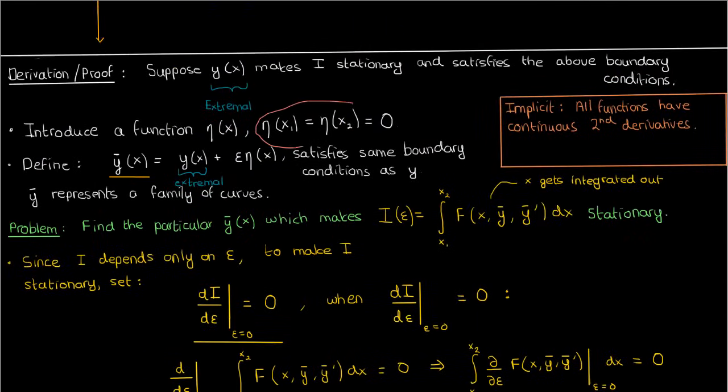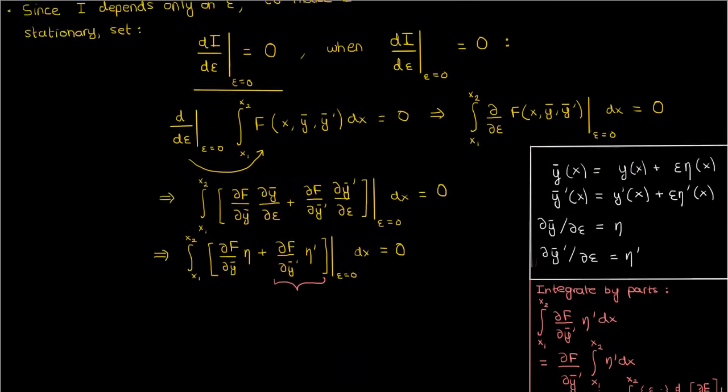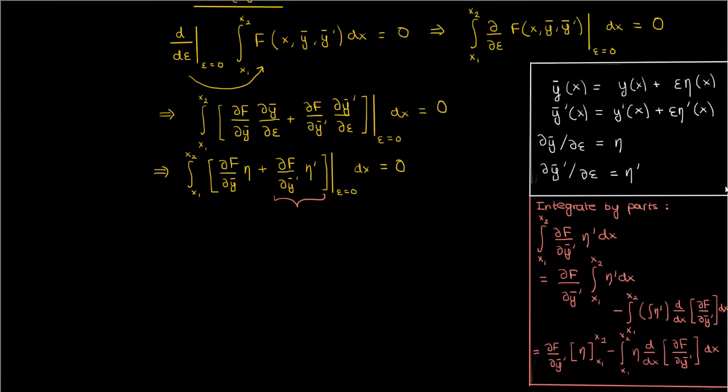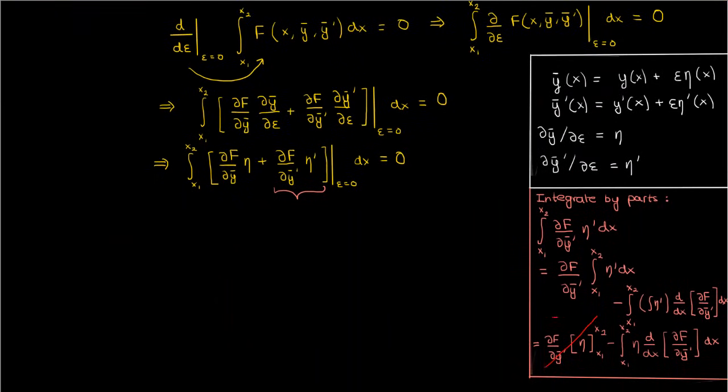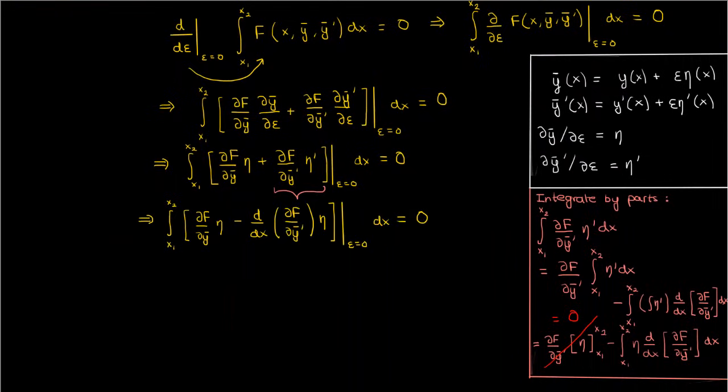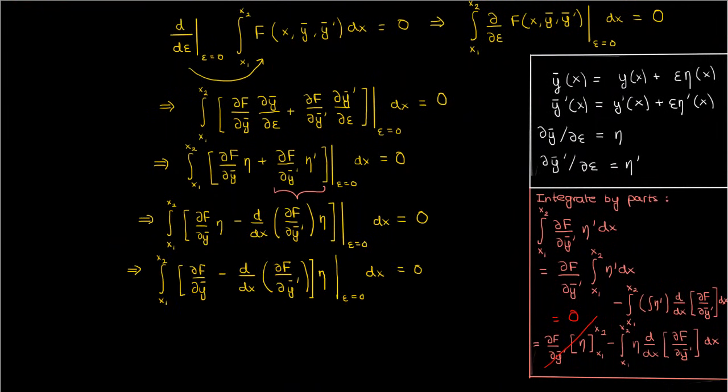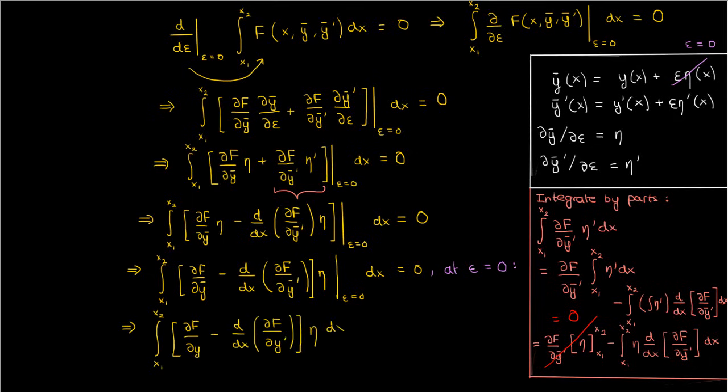Now, we know from the boundary conditions on eta that at both x1 and x2, eta is just 0, so we can cancel out this first term in the integration by parts expression. And let's plug this remaining term back into the equation for dI d epsilon, and here is what we'll end up with. We can take the eta common and end up with a factored expression for the integral. Now, when epsilon is 0, y bar is just equal to y by the definition of y bar, and we'll end up with this simplified expression for dI d epsilon.